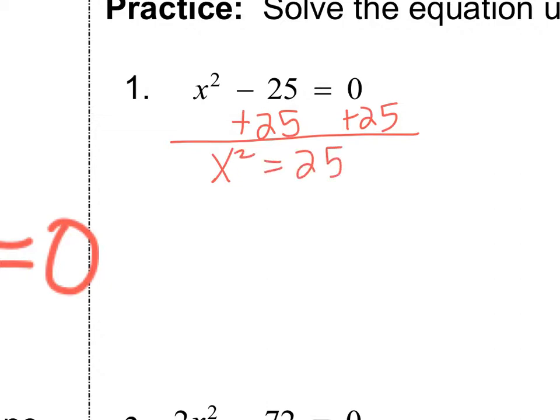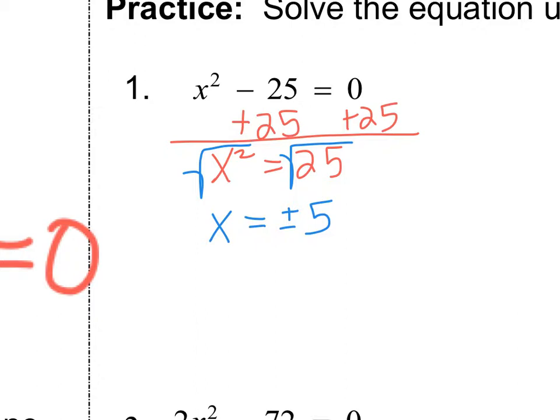Now, the second step is to take the square root of both sides. So square root of x squared, square root of 25. And that's going to give me x equals the positive and the negative root, so plus or minus 5. And there's my answer.